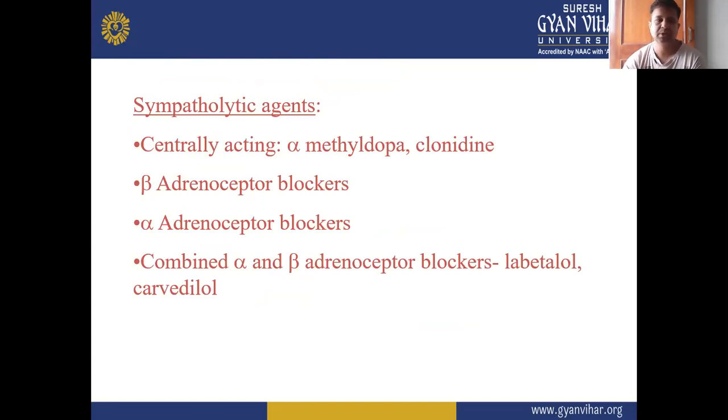Sympatholytic agents, centrally acting, examples are methyldopa and clonidine. Next, beta adrenergic blockers, alpha adrenoreceptor blockers, and combined alpha and beta adrenoreceptor blockers such as labetalol and carvedilol.